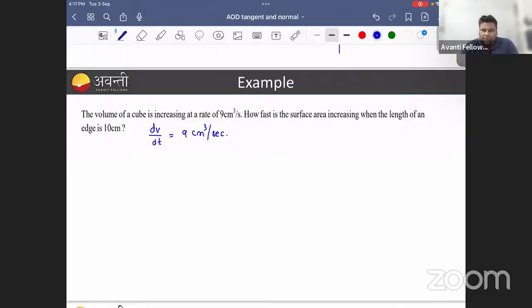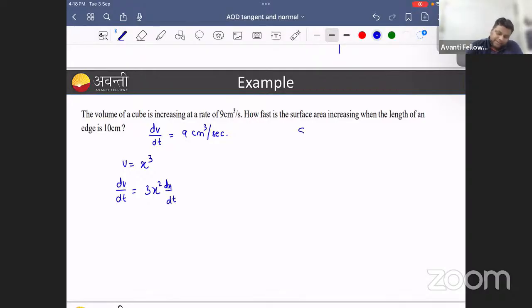Twenty-seven into 10 square. Okay, anybody else? 2700. Very good, not bad. Now, let's see. Volume of a cube is increasing. Now, see, volume of a cube is, say, x cube. Got it? So, dV by dt is 3x square dx upon dt.